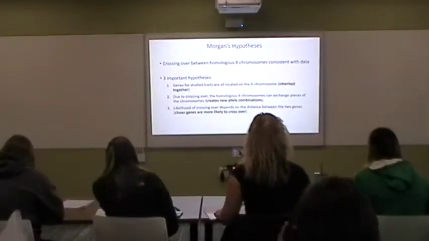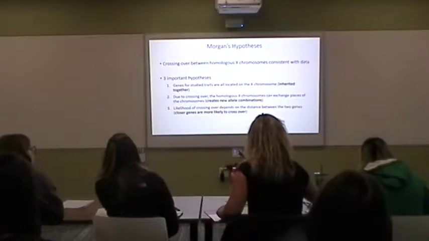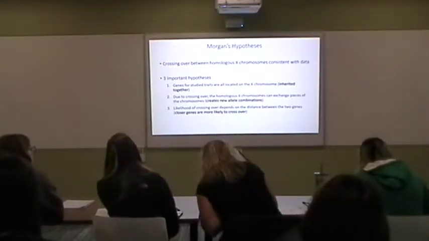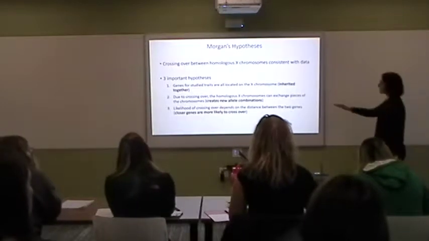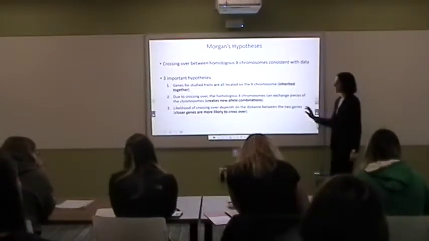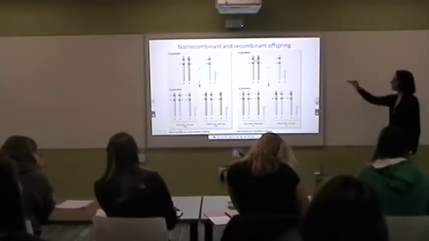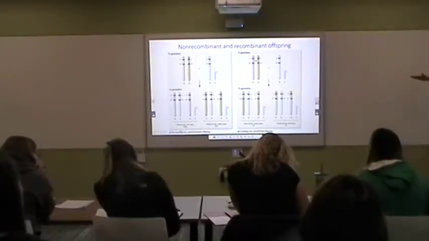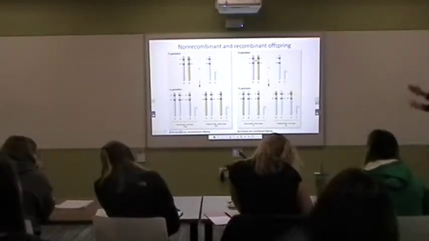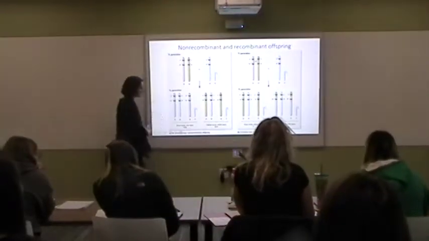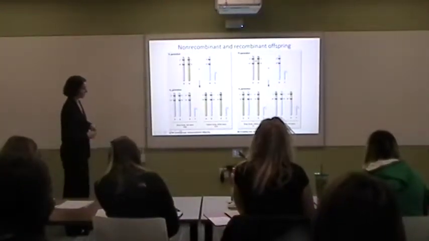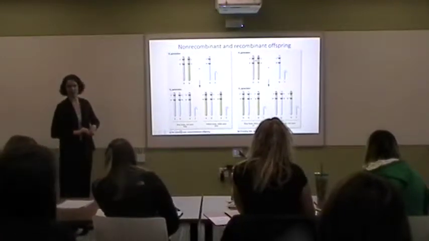Okay. I'm now going to show you a series of slides that shows what these crossing over events look like. So we can start seeing how distance between genes affects crossing over likelihood. Okay. So here on the top, we have our F1 generation of each of these slides. With no crossing over, this is what our F2 looks like. That makes sense to everybody, right?